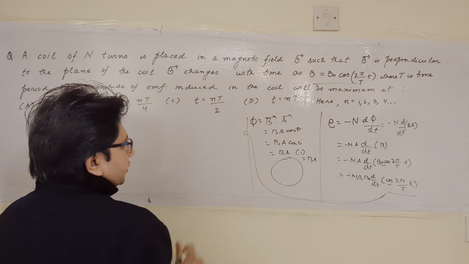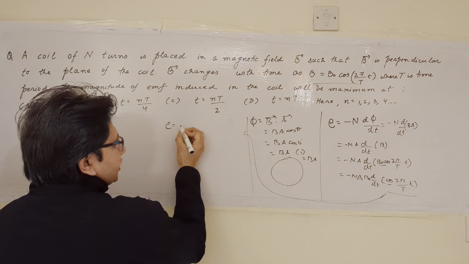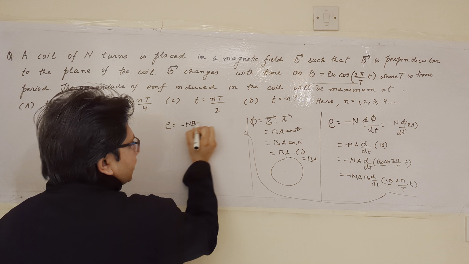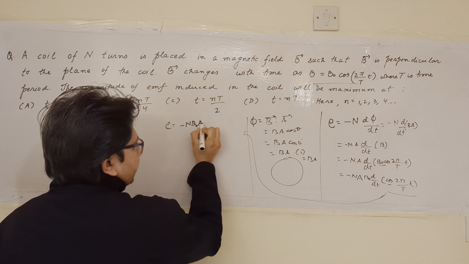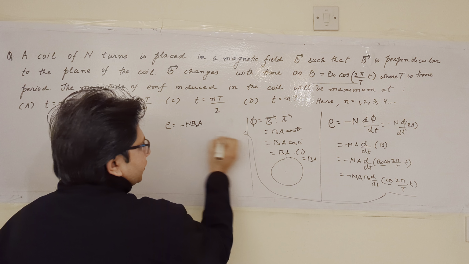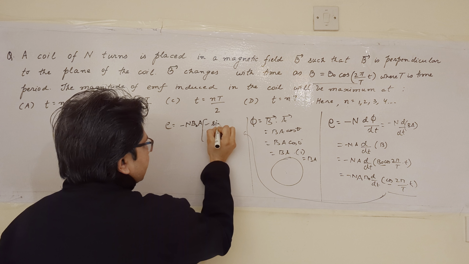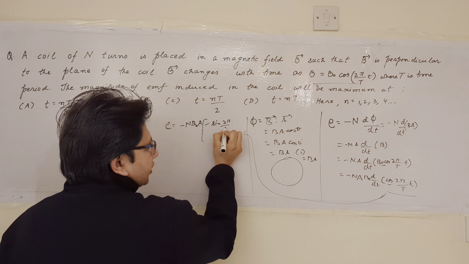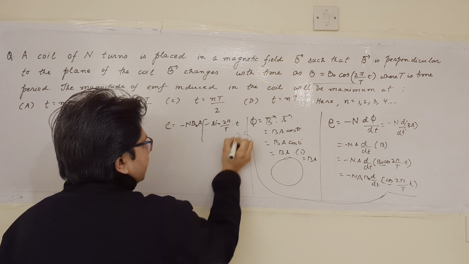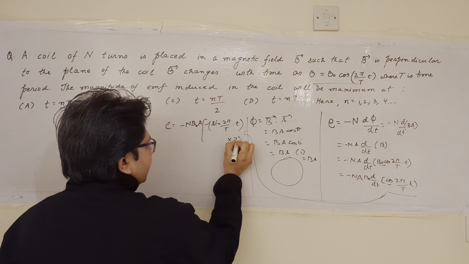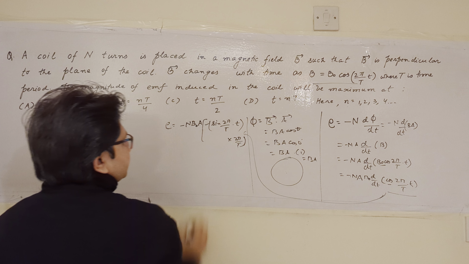So now after differentiating, we get E as minus n B naught A, and then d/dt of this becomes minus sin(2π/T · t), and this multiplied by 2π/T.